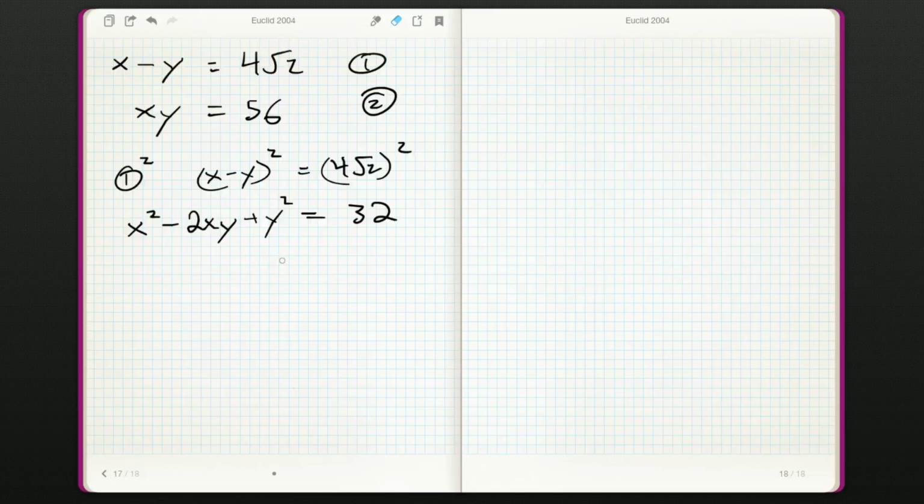So here's what I'm going to do. I'm going to add on 4xy. So that's adding on 4 times 56. What is 4 times 56? I'm not going to try and do that one in my head, because I've got a calculator. Why not use it? 224. Okay.